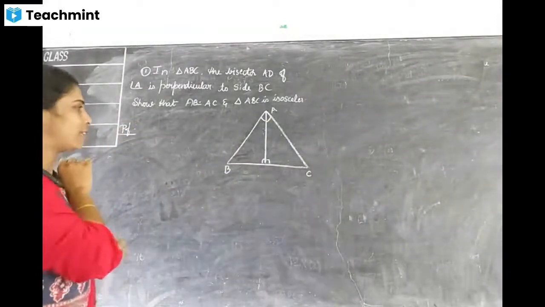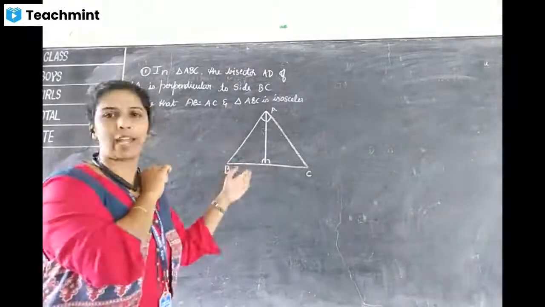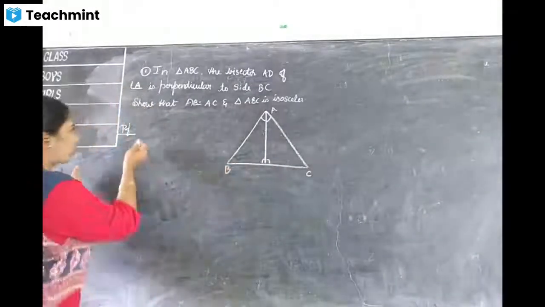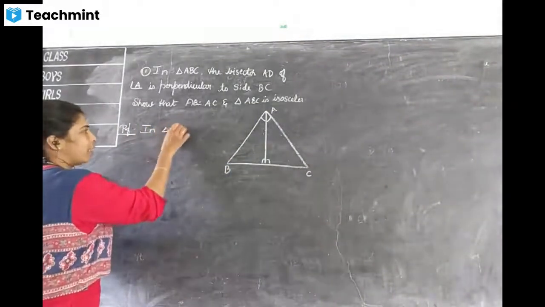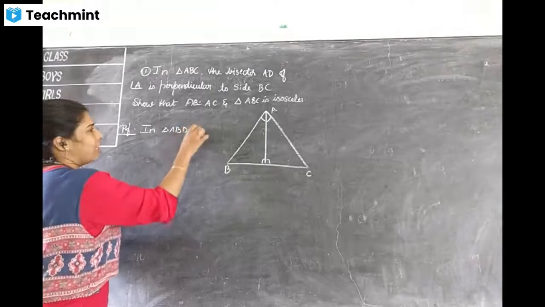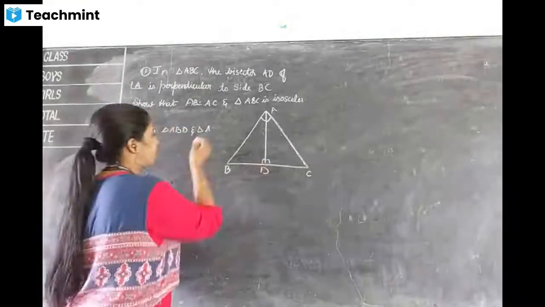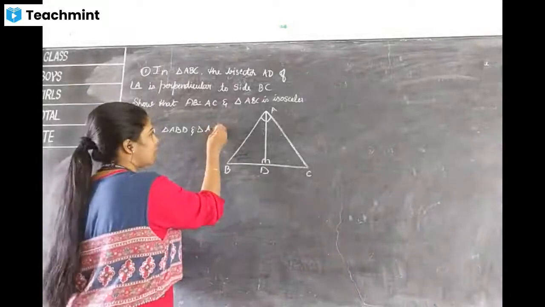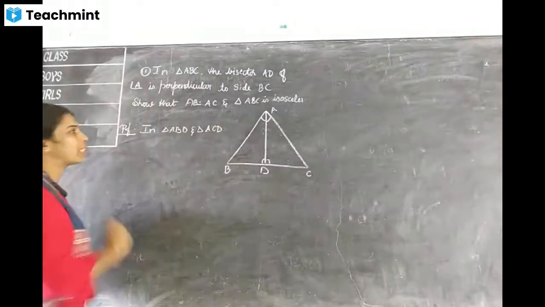In the proof we can select two triangles. We can see only two triangles are there here. Those two triangles we have to take. Which are the two triangles? In triangle ABD and triangle ACD. So what can I see equal?